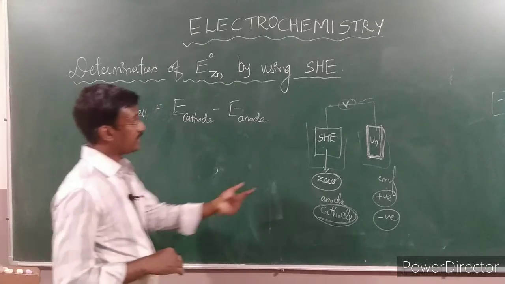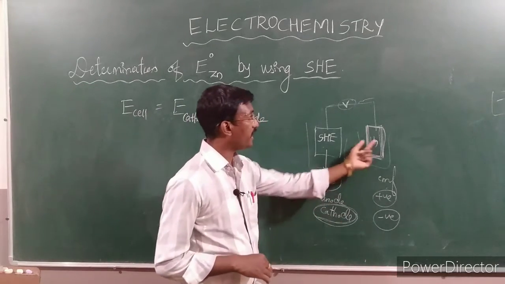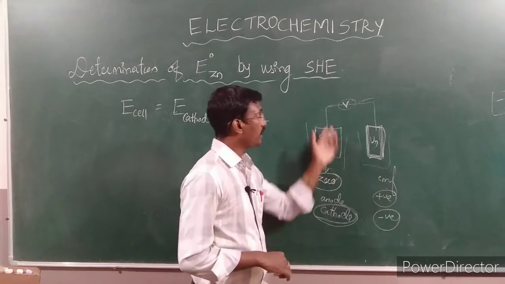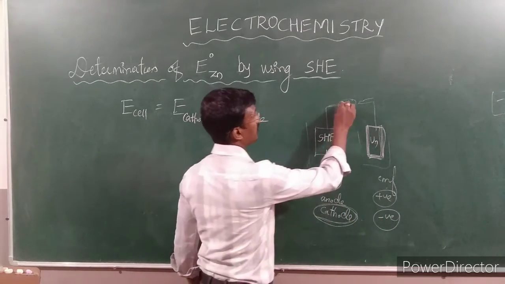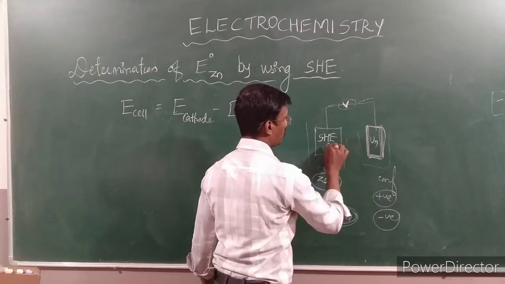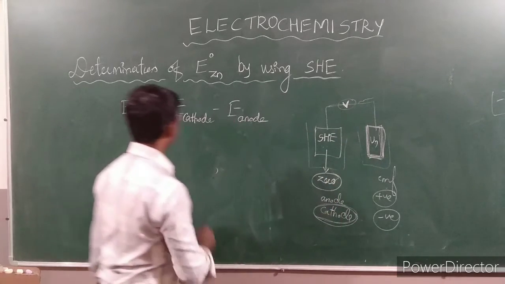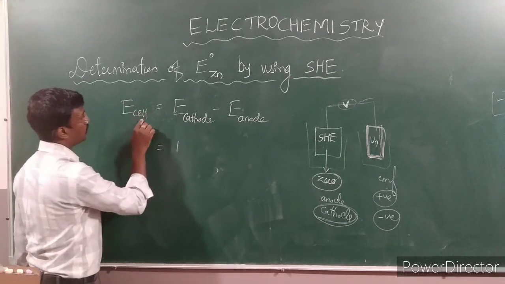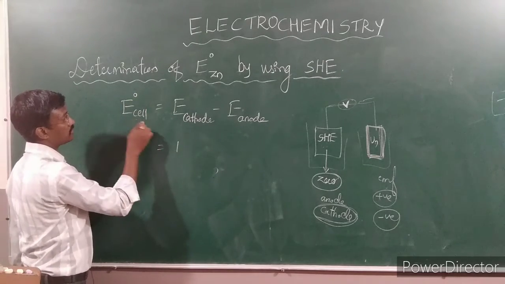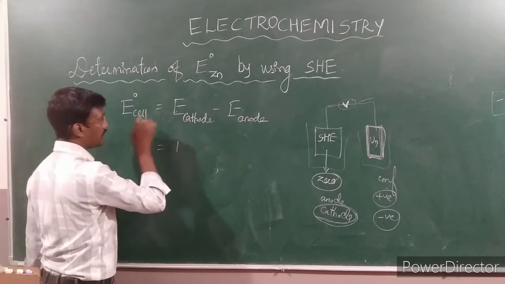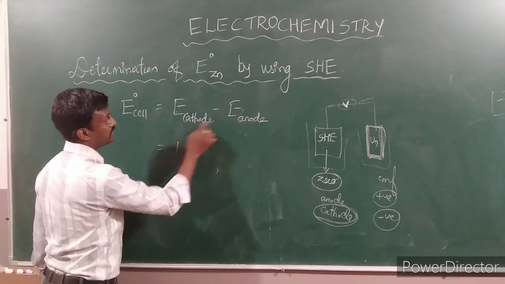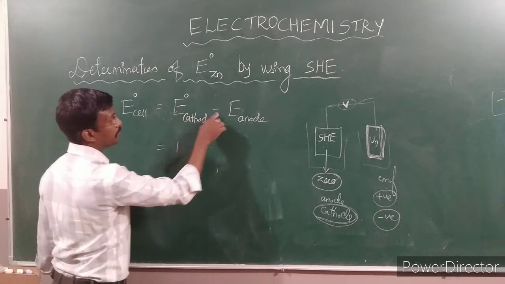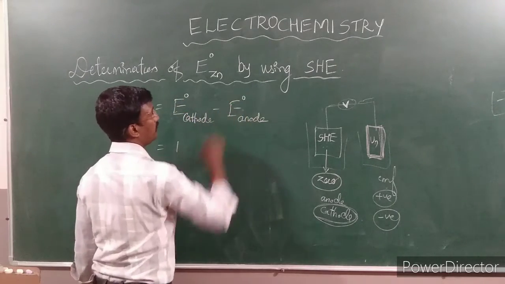So when the SHE is connected to the cathode and the unknown zinc electrode is connected to the anode, whatever EMF we observe here is not just E cell; you have to write E naught. The standard electrode potential of the cell can be calculated as the difference of the standard electrode potential of the cathode minus the standard electrode potential of the anode.